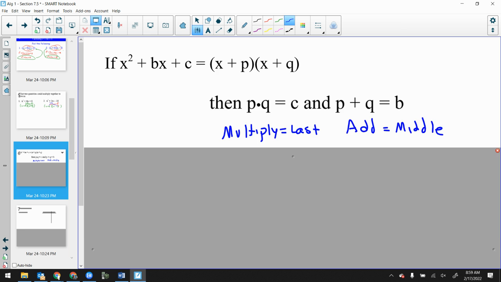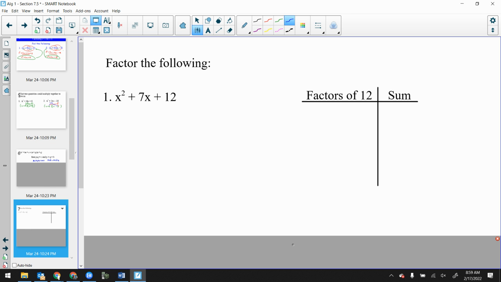All right, so let's get to it here. Let's take a look at this first one. Now, I've got some charts here for you guys. We're going to do that on the front side, but then I'm going to allow you to not have to do that on the back side. Taking a look here, x squared plus 7x plus 12. Looking at this, what is my last term? 12. So what I'm going to do is find all the factors of 12.